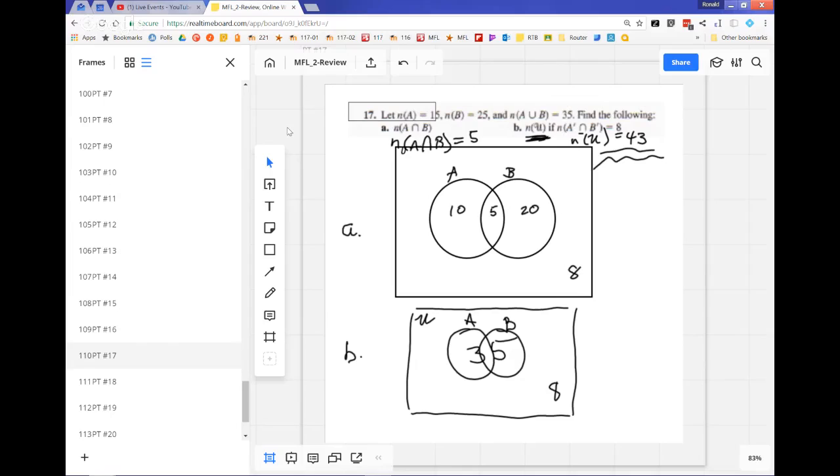But when you do part B, it says, what's the number of elements in the universal set if the number in A complement intersect B complement is 8? So where does A complement intersect B complement? It's the outside of the MasterCard symbol. In other words, outside the circle. And this problem told us there's 8 out there.